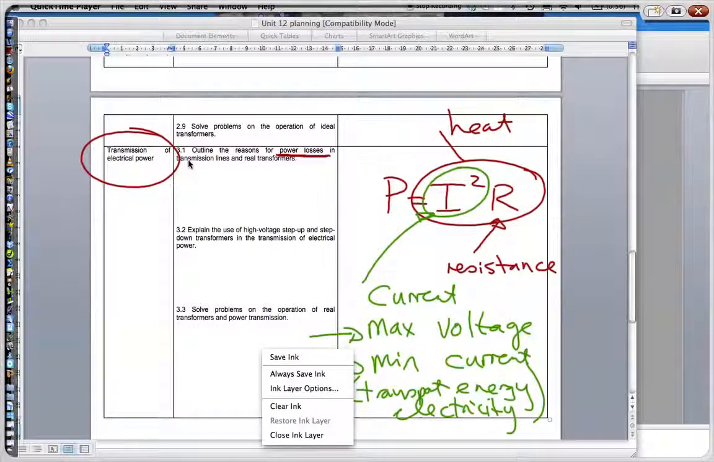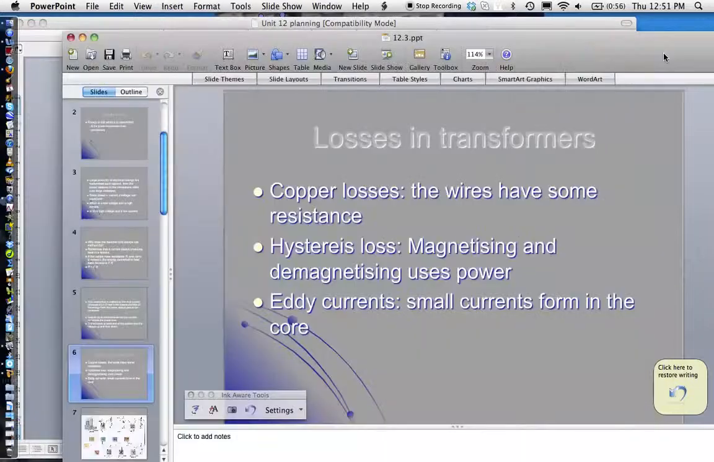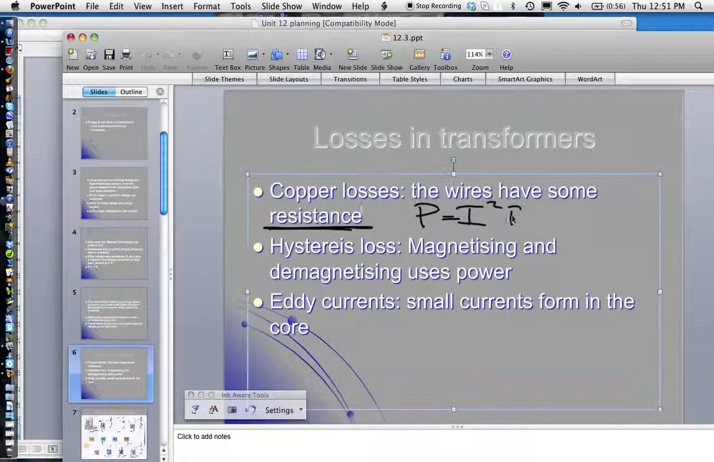Now, perhaps to look at this in a little bit more detail, we can bring back our PowerPoint, and here we just have some more points relating to power, and perhaps we can just go back to this. So you have resistance, so you have energy loss, and remember we have the power is equal to I squared R. That's your loss of energy.